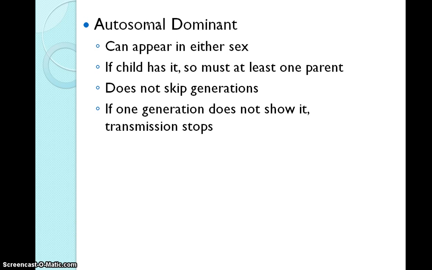If one generation does not show it, then the transmission will stop. It will drop out of that family line altogether. It cannot show up again in a grandchild. That would be considered skipping a generation, and that would be a good sign that this is not an autosomal dominant trait. Autosomal dominant traits do not skip generations.